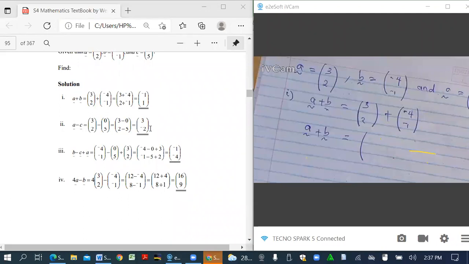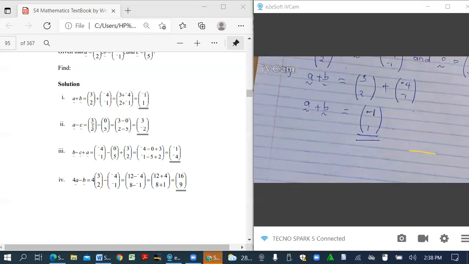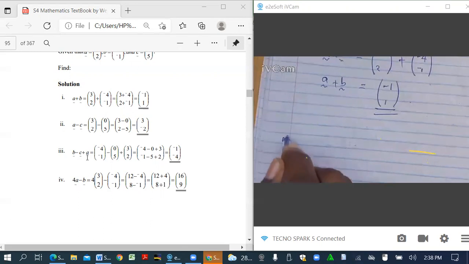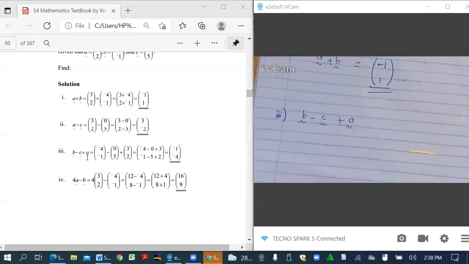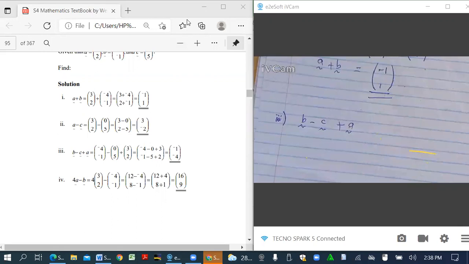Roman 2. Is Roman 2 okay? What about Roman 3? In Roman 3, we have vector B minus vector C plus vector A. Can you work it out and prove whether the answer is negative 1 and negative 4? You get the same answer? Members, are we together? Yes, teacher.